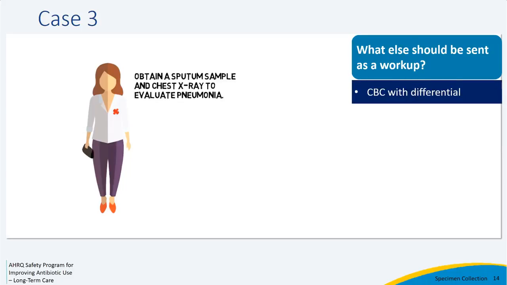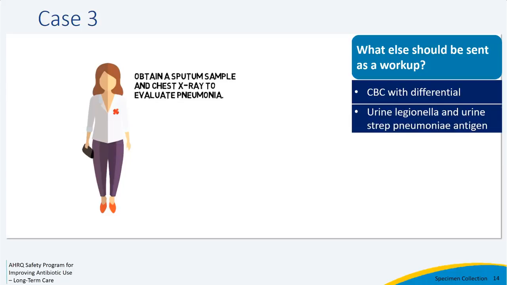A CBC with differential could help determine if the resident had leukocytosis, or a high white blood cell count, which could be a sign of a developing infection. Urine Legionella and strep pneumonia antigen are great rapid diagnostic tests that could help to evaluate for common causes of pneumonia quickly. If one of these tests is positive, it can also help to choose the right antibiotic early on, which is a major benefit for the resident.